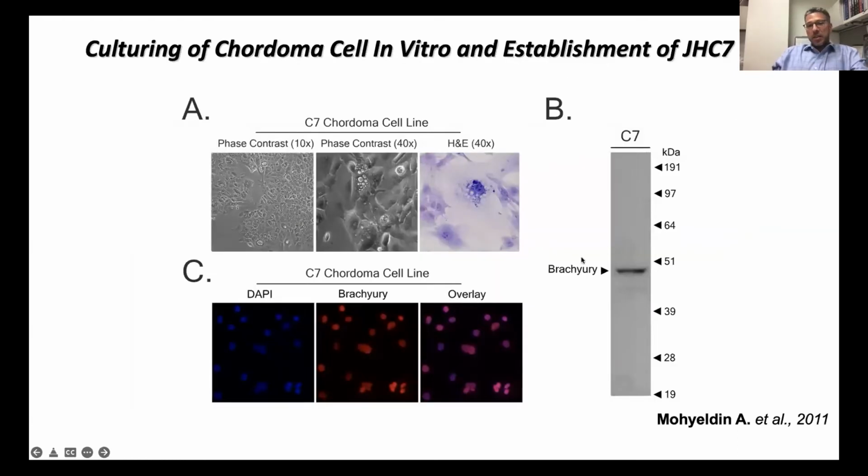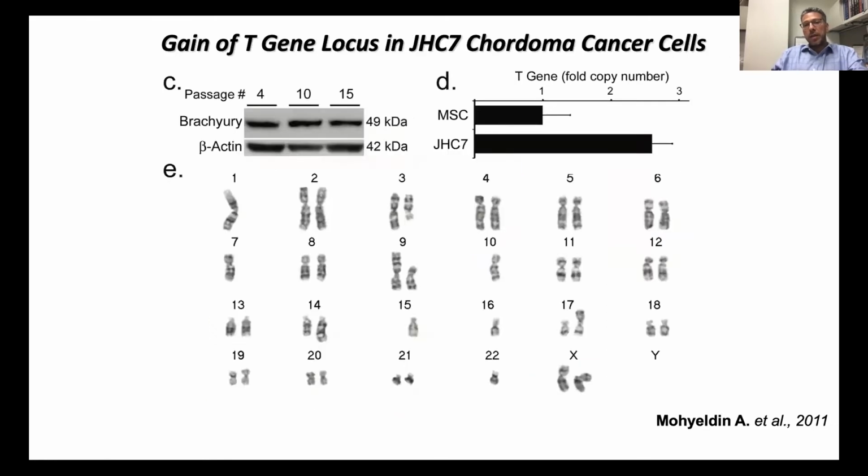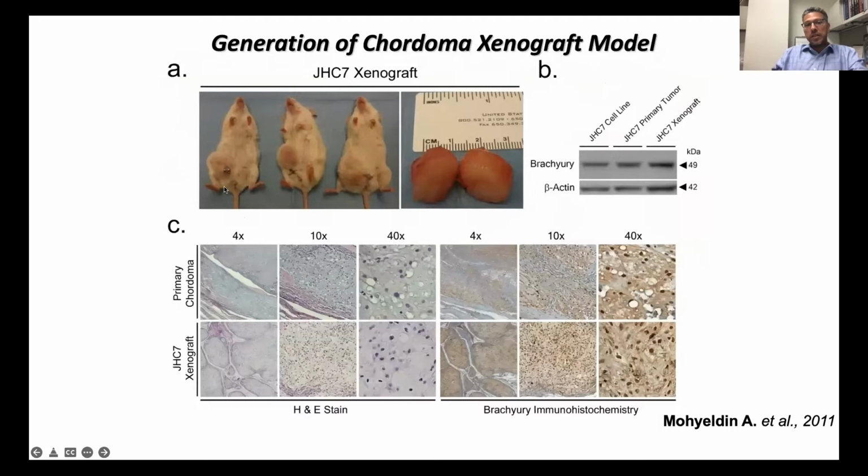We then asked the next question, and that is, is the Brachyury protein critical for the survival of these cells, and how important was it in regulating that biology? So we characterized the cell line, did a karyotype. We started injecting the cell line in animals and showed that we can recapitulate the growth of the tumor.